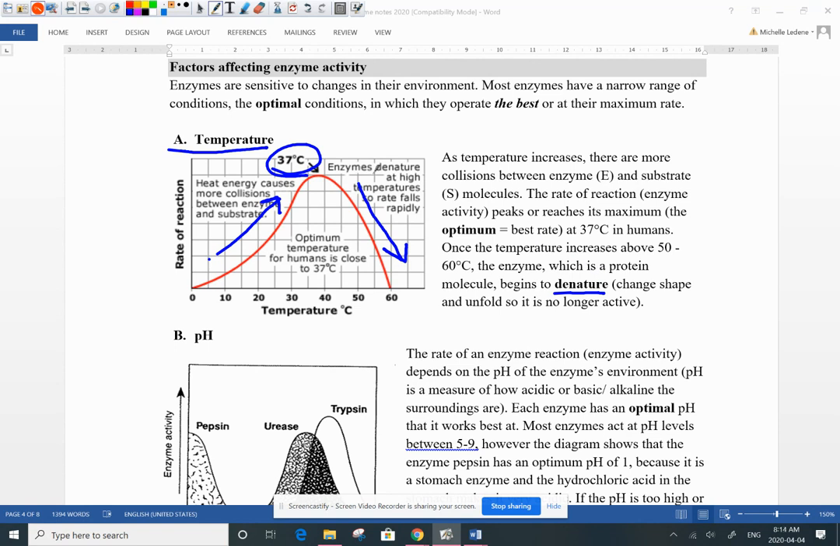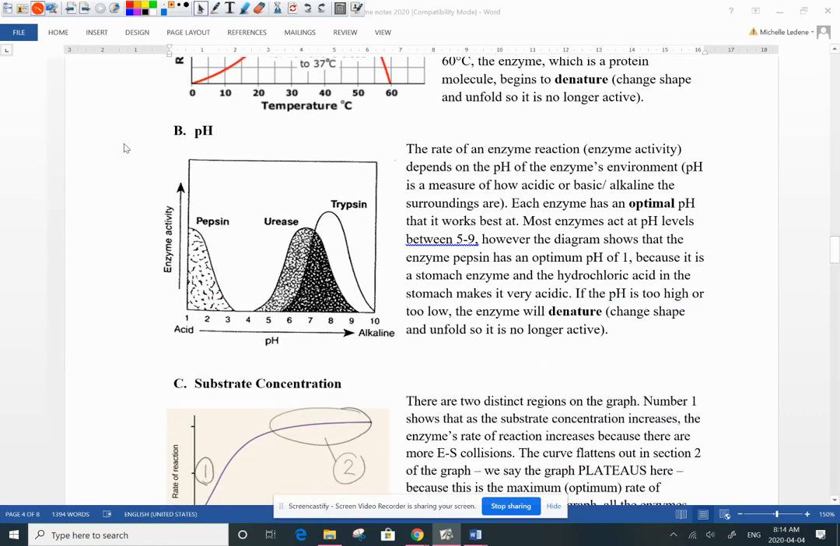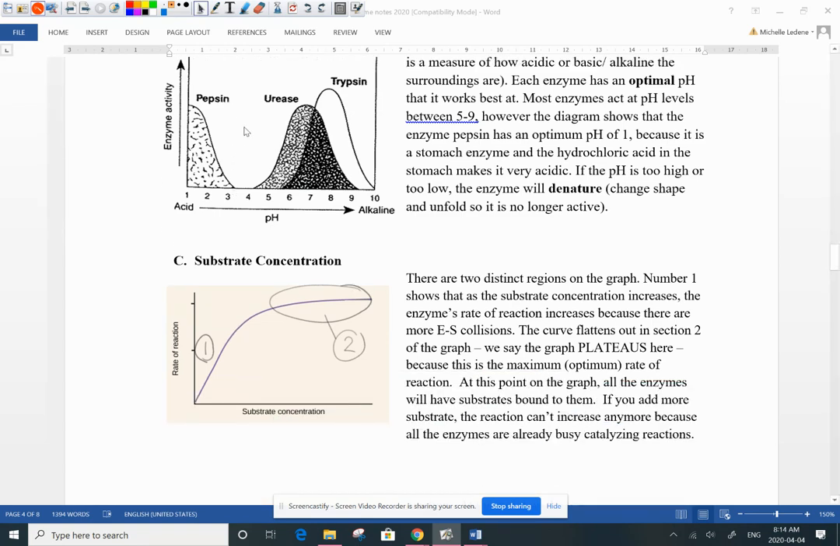We also know that pH is a very important factor in enzyme activity. And again, enzymes have their maximal, their best, their optimum pH that they work best at. Anything below that or above that, enzymes begin to denature, they unfold, and they undergo a shape or conformational change, and the enzyme and substrate can no longer bind.